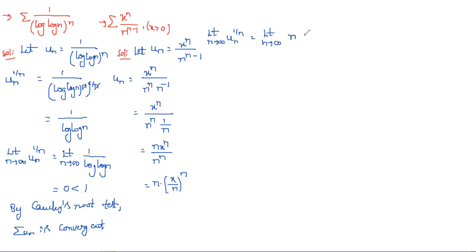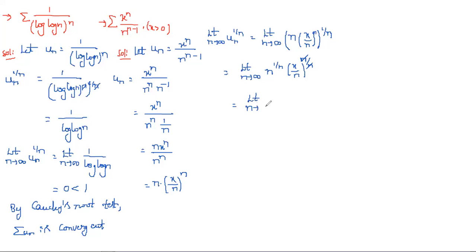Un is nothing but n into (x by n) whole power 1 by n. So this is equal to limit n tends to infinity (a b) whole power m. Simply we can write n power 1 by n and (x by n) whole power 1 by n. Here it is having (x by n) whole power n, so the n and n both will cancel. Here the limit is applicable for both the terms.